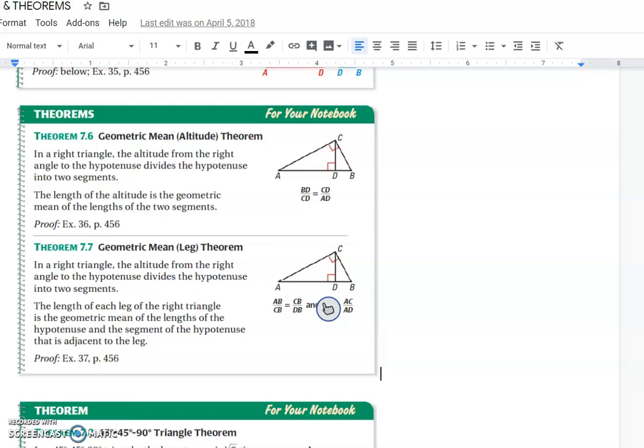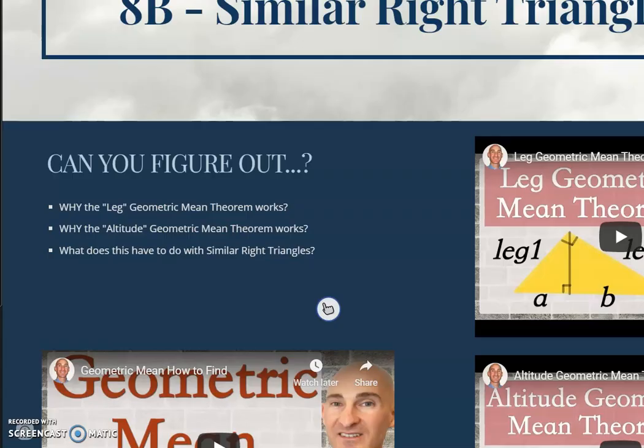Theorem 7.6 is the geometric mean having to do with an altitude. We're going to look at that specifically, but if you look down below, Theorem 7.7 is geometric mean, that's the leg theorem. Okay, so that one's set up differently, and there's different types of problems where you would have to use this type of geometric mean. I would really suggest to get a good feel for both of them.